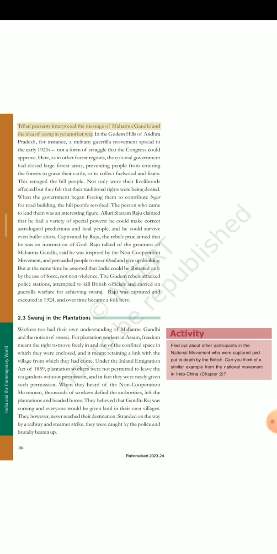Tribal peasants interpreted the message of Mahatma Gandhi and the idea of Swaraj in yet another way. In the Gudem Hills of Andhra Pradesh, for instance, a militant guerrilla movement spread in the early 1920s, not a form of struggle that the Congress could approve.